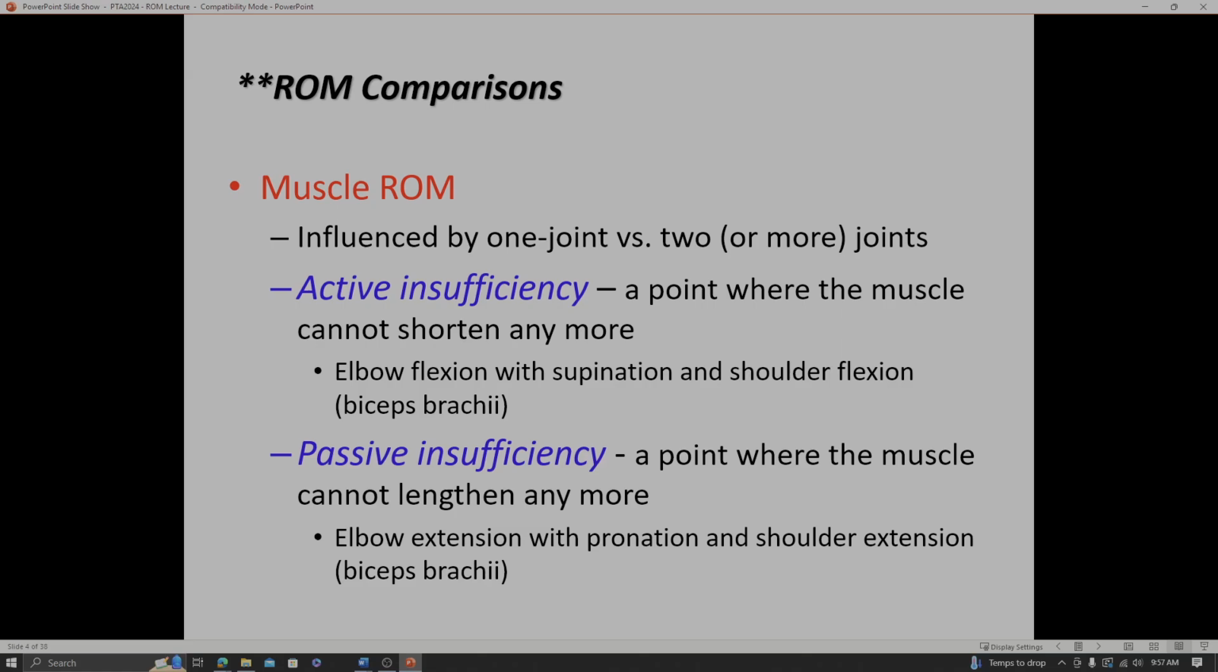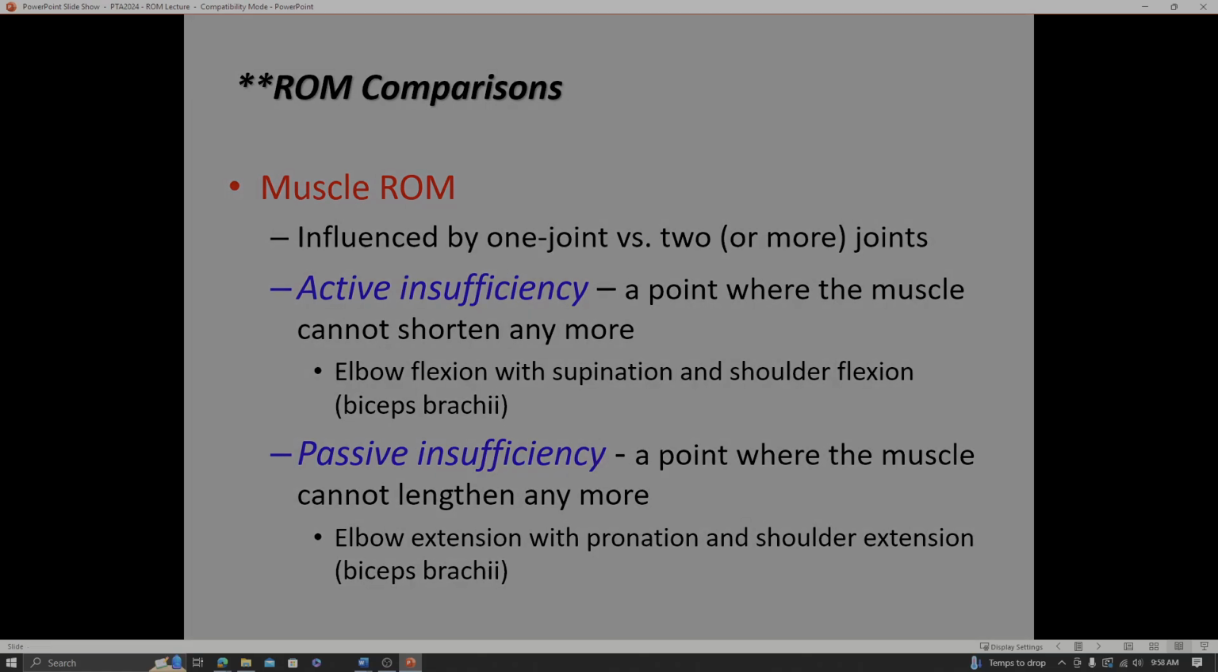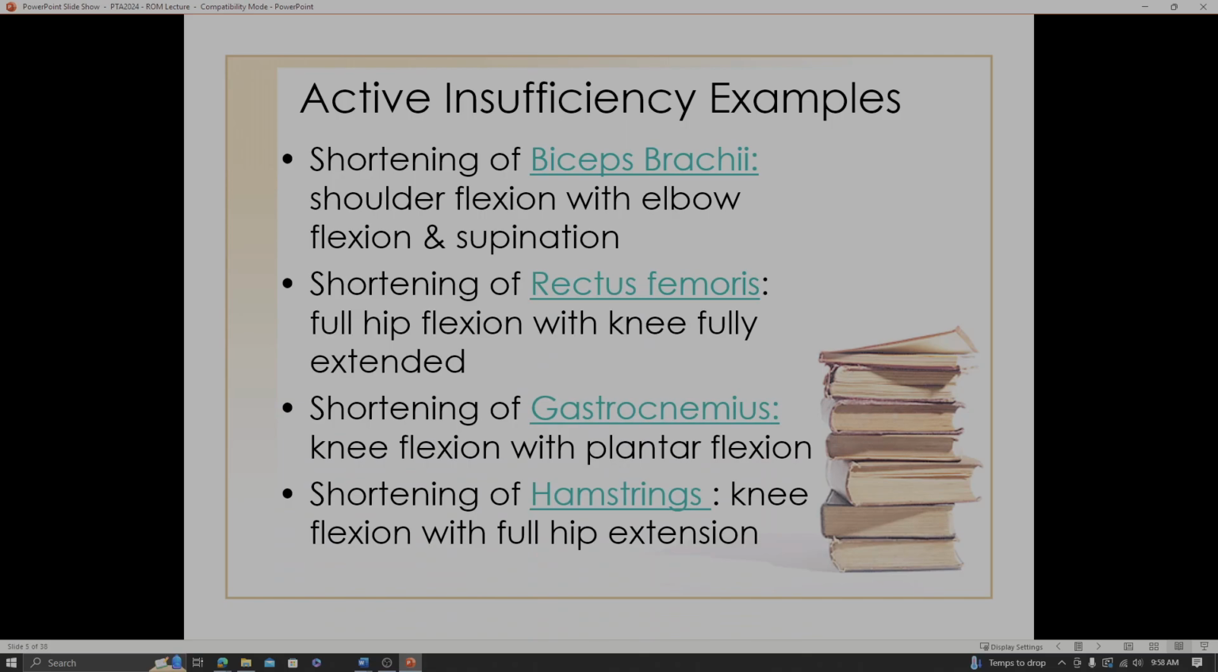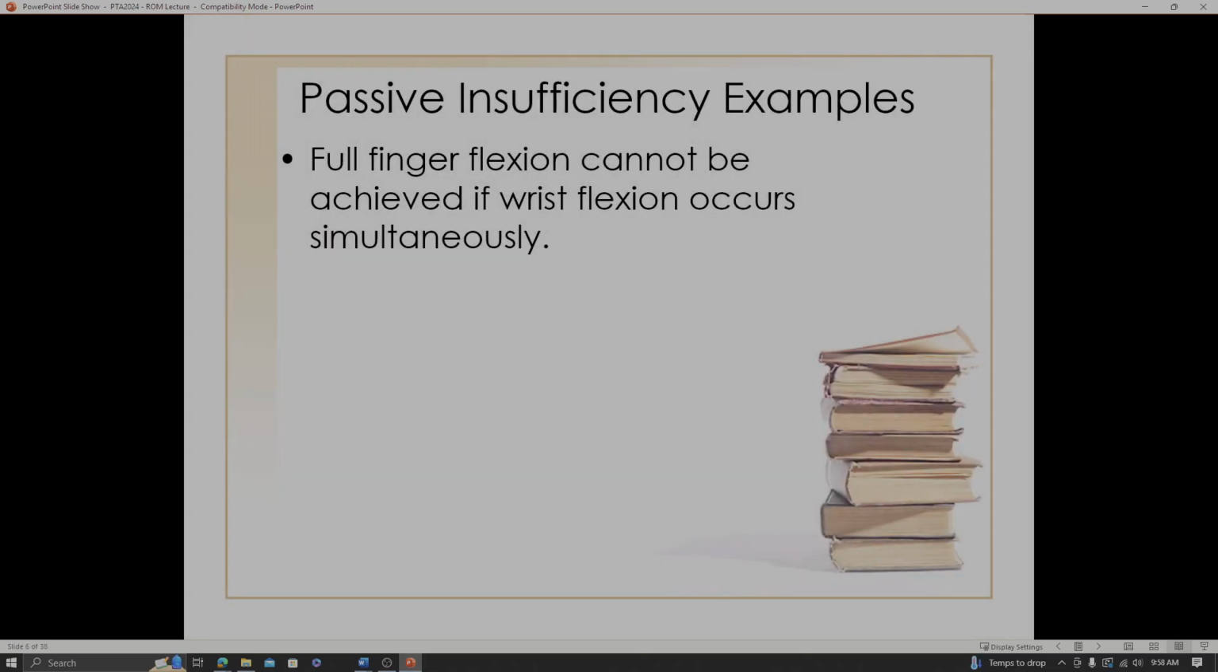Passive insufficiency is going to be the opposite. So if I extend the elbow, do the reverse, pronate the forearm, and extend the shoulder, I've placed the biceps now into passive insufficiency. I've taken all the actions that it normally does or is capable of doing, flip them around, reverse them, and now put the muscle into as much lengthening as I possibly can. It's passive insufficiency. So here's some examples. You guys know all these. All right. Go back and look at them if you can't remember.